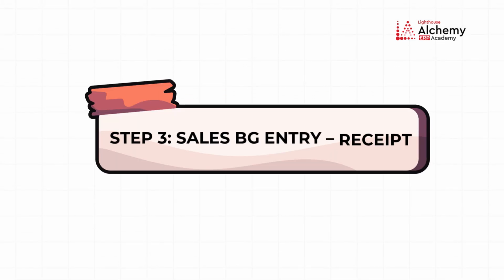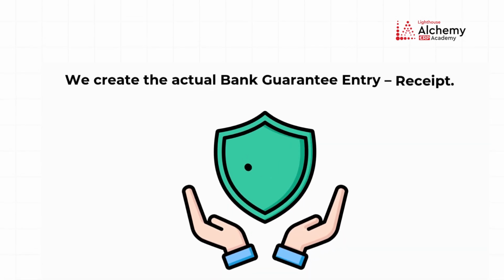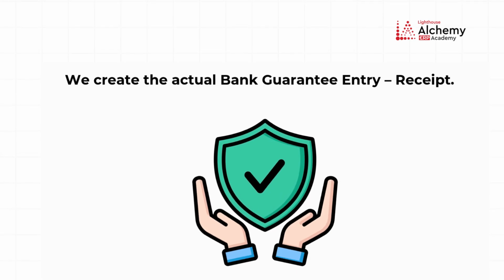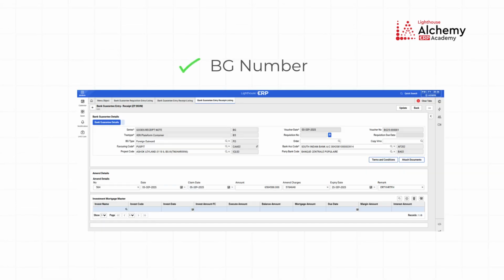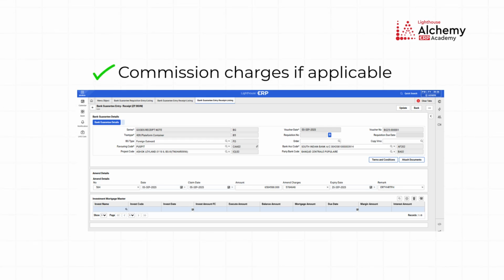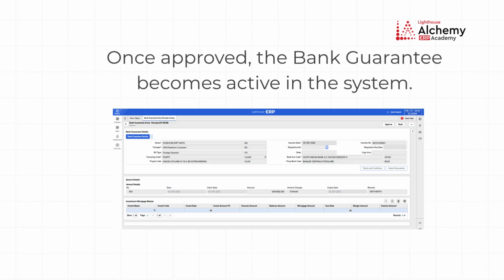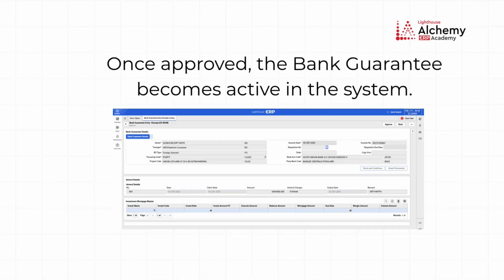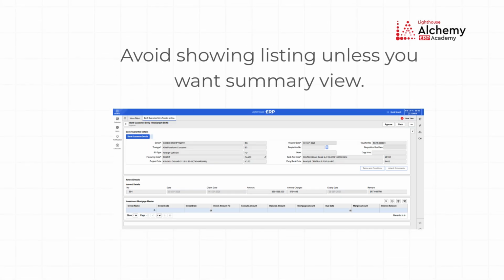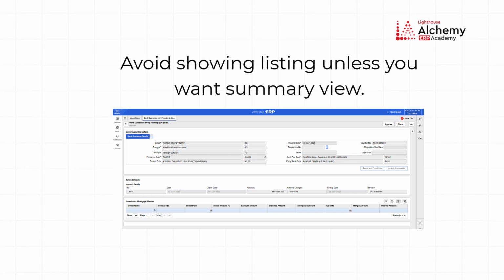Step 3. Sales BG entry, receipt. Now we create the actual bank guarantee entry receipt. Here we enter BG number, issue date, expiry date, bank name, commission charges if applicable. After saving, this is sent for approval. Once approved, the bank guarantee becomes active in the system. Avoid showing listing unless you want summary view.